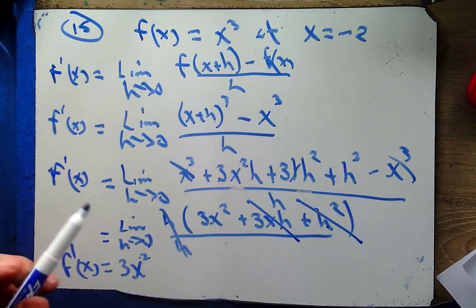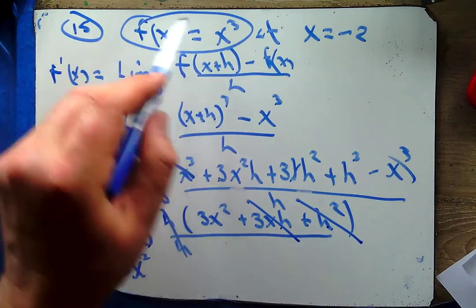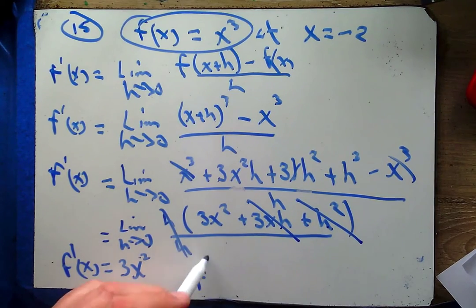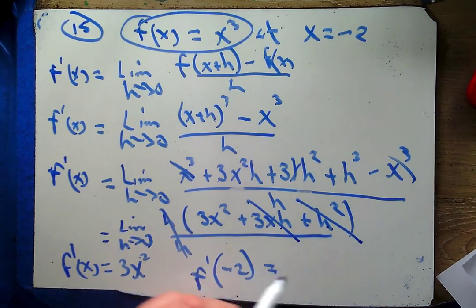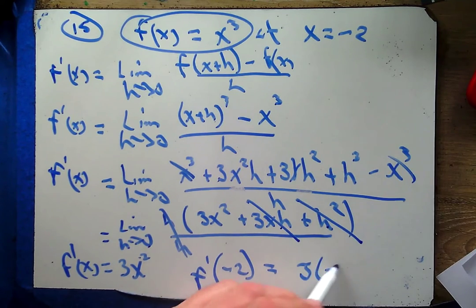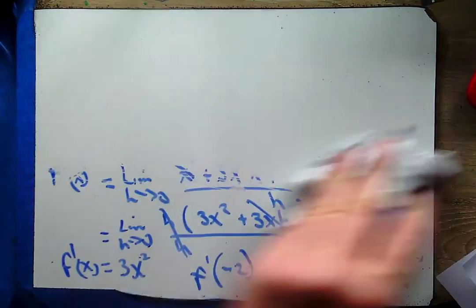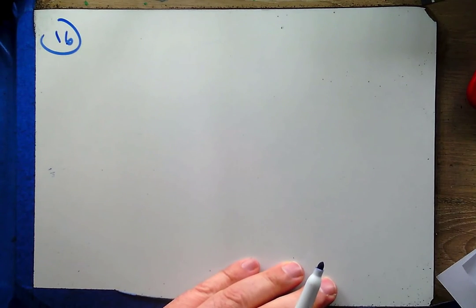We knew that from our shortcut, didn't we? The derivative of this, bring down the 3, subtract 1, and there we go. And we're looking for f prime of negative 2, which will be 3 times negative 2 squared, or 12. All right, there's 15. 16. 16 says x to the third plus 5.